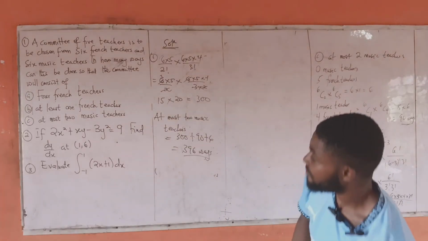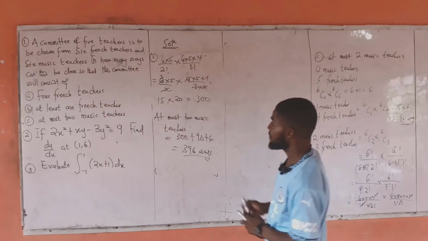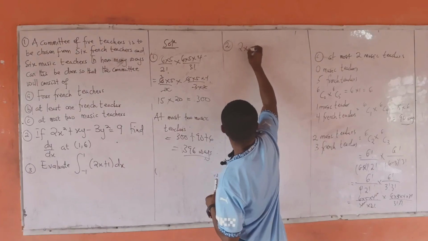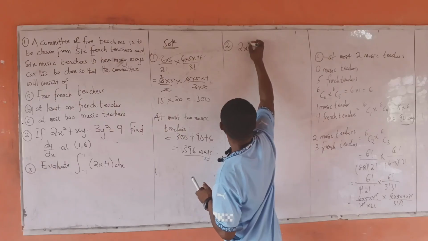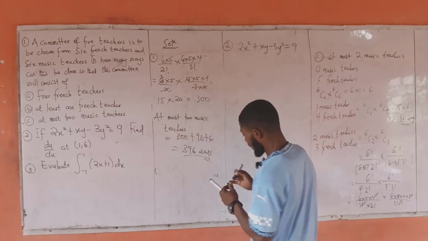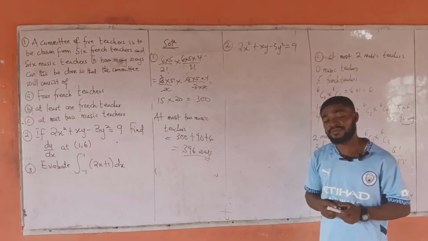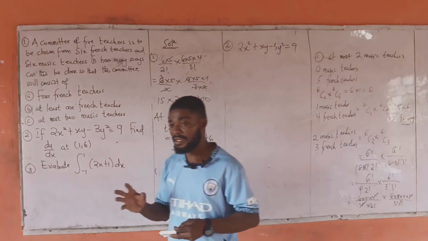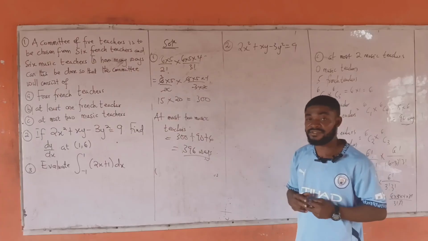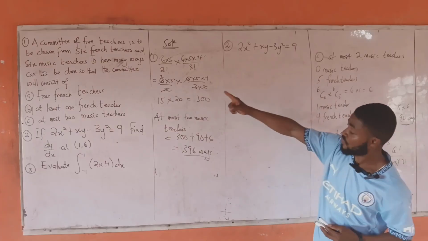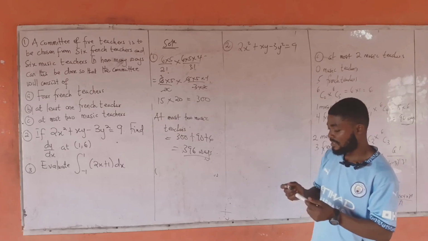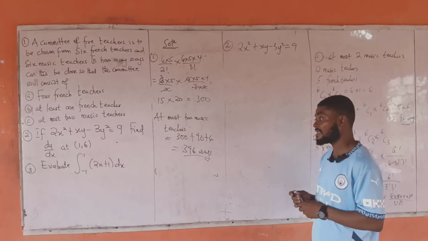Now with the second question, we just rewrite. Now this is an implicit function because we have x and y together, and the way it has been written, it's not going to be easy to just differentiate and get your answers straightforward. So we've been asked to find the derivative at (1, 6). So we are going to differentiate both of them, x and then y.